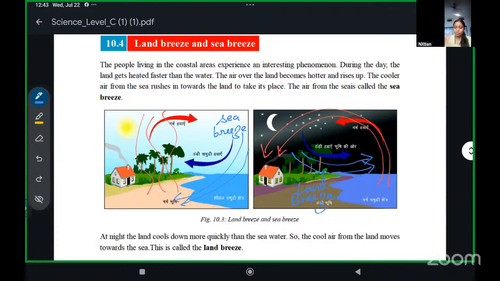Sea breeze. And land breeze is when the cool air from the land is going to the sea, and the hot air from the sea is coming to the land.